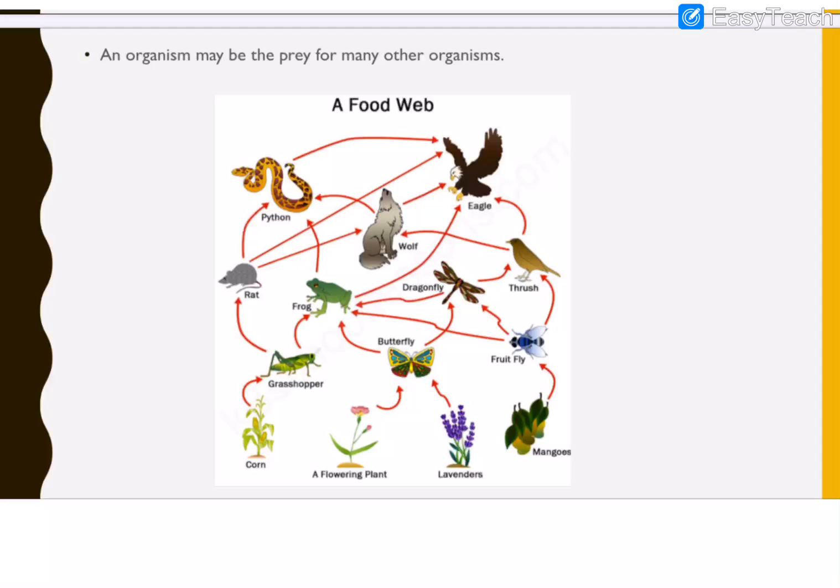You can see in this example, plants are consumed by grasshopper and butterfly, and grasshopper is consumed by rat and frog. So grasshopper is consumed by two animals, rat and frog, and you can see a frog is consumed by many animals. Like a frog is consumed by a python, frog is consumed by an eagle. So there is an interconnection between two chains, and a rat is also consumed by a python, a wolf, and also an eagle. So three animals eat the rat, and two animals, a python and eagle, eat the frog, and frog consumes grasshopper and butterfly.